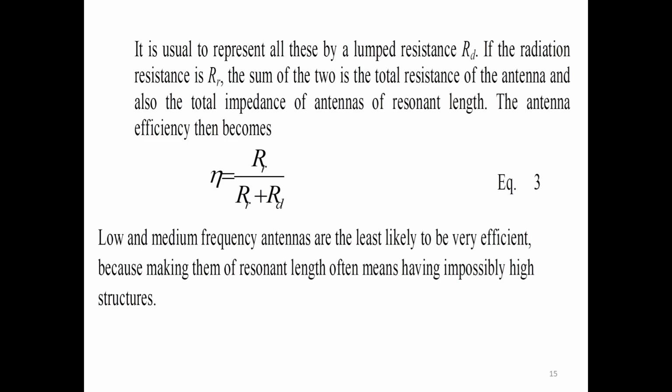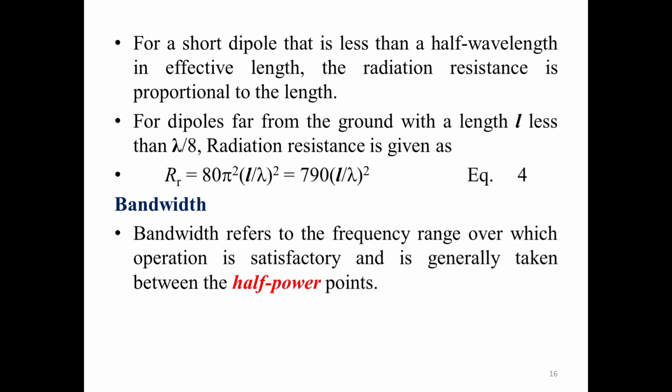Low and medium frequency antennas are the least likely to be very efficient because making them of resonant length often means having impossibly high structures. For a short dipole that is less than a half wavelength in effective length, the radiation resistance is proportional to the length. For dipoles far from the ground with a length L less than lambda over 8, radiation resistance is given as in equation 4.